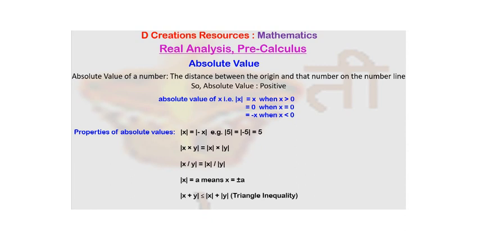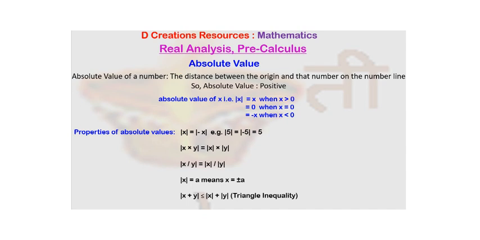If I am talking about the absolute value of a number, say a number x, then it is the distance between the origin and that number on the number line. If you visualize the geometrical representation, that is, if you visualize that number on the number line, it's basically that distance. Now, it being the distance, it cannot be negative. It has to be a positive value. So, absolute value is always positive.